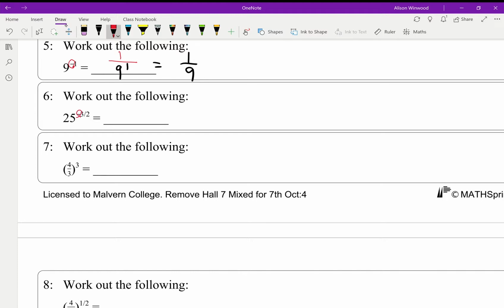Negative power means I do 1 over. The denominator means what root I want, so I want the square root of 25, and then the numerator tells me what I'm going to raise that to. So I've got 1 over, square root of 25 is 5, and then I'm going to cube it. 5 cubed is 125.